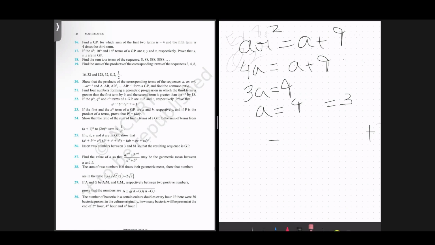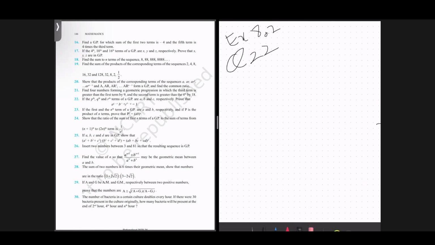Moving on, question number 22. If the pth, qth, and rth terms of the GP are a, b, and c, prove that a raised to the power q minus r, into b raised to the power r minus p, into c raised to the power p minus q, are going to be equal to 1, right?